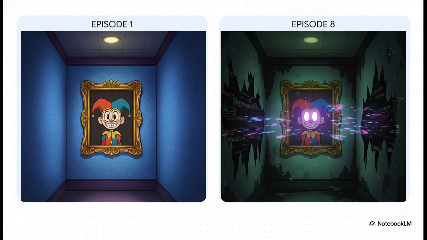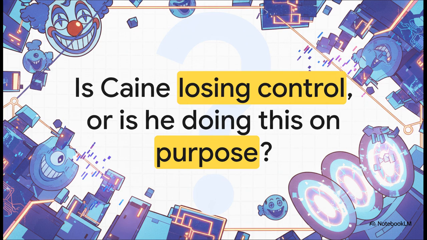What's so wild is when you put them side by side. On the left, you've got episode 1. Everything looks great. Clean textures, the portraits on the walls are just pictures. But now look at the right, from episode 8. Really look. The wallpaper is glitching out, the edges are all messed up, and this is the big one, the portraits are moving. It's like they're alive. This brings up a huge question about our favorite ringmaster, doesn't it? Is Kane actually losing control of his own circus?